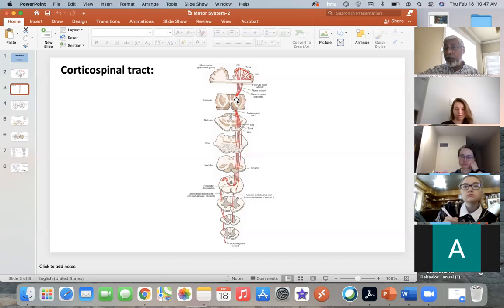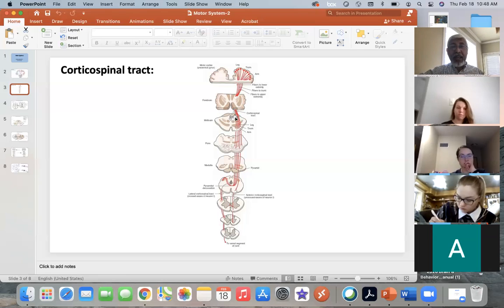So you don't have to know those numbers, but you need to know that the fibers are pretty bundled and compressed as they travel through the internal capsule. And any infarction or any stroke involving the posterior limb of the internal capsule will involve most of the fibers of the corticospinal tract. Okay, so that's why I'm just making a point.